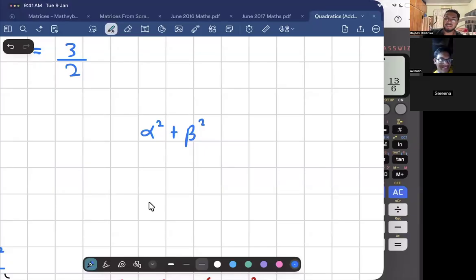All right, so alpha squared plus beta squared, what is that equal to? Bracket alpha plus beta, with the squared, minus 2 alpha beta. Oh, minus two alpha beta, okay. Right.